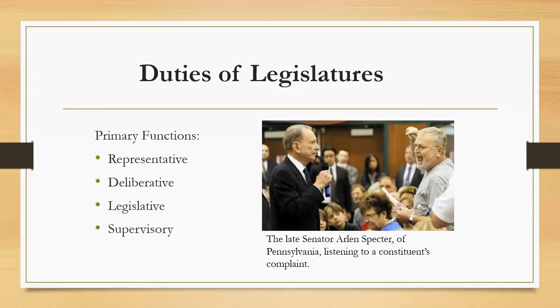The deliberative branch, they are the ones that think, that revise, that edit, that revisit ideas. Legislative, obviously, because they make law. That is the definition of legislating, making law. And supervision. They provide oversight and supervise the actions of the executive branch as well as executive agencies. In some cases, legislatures also might supervise the court system.